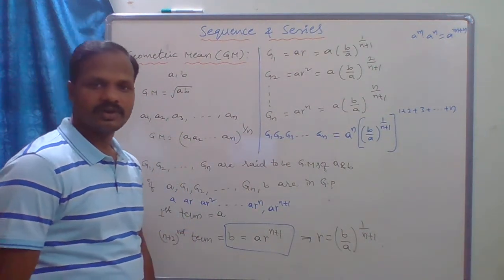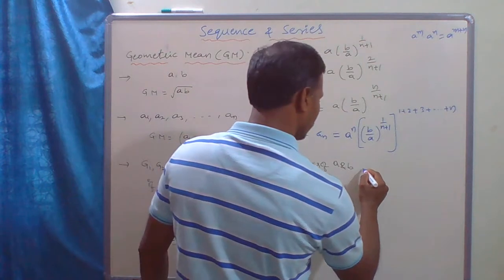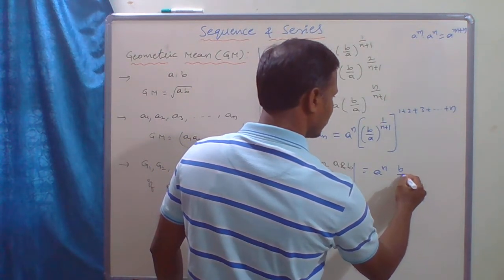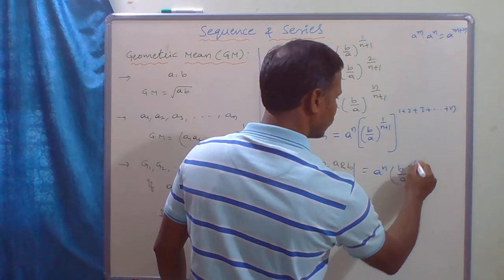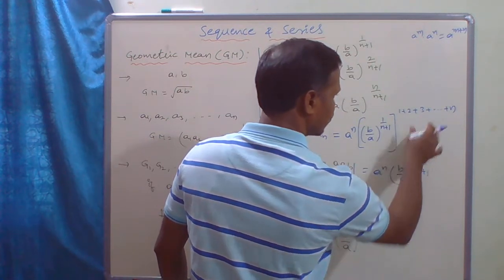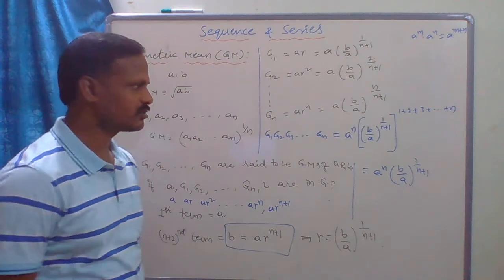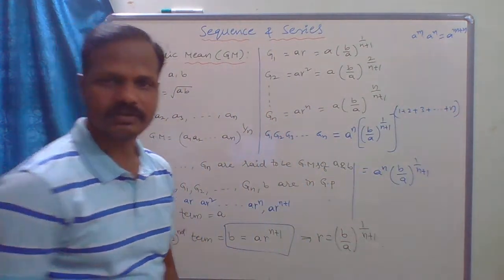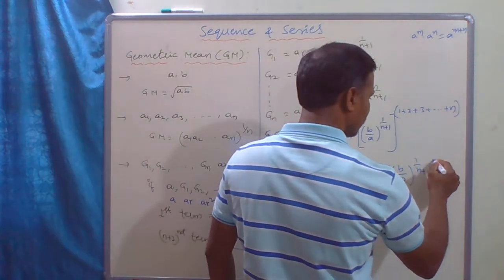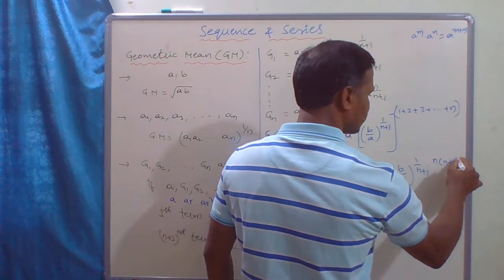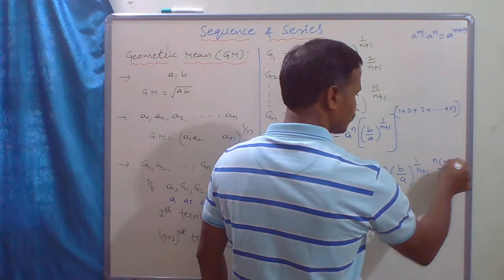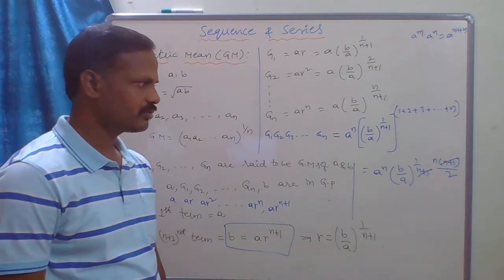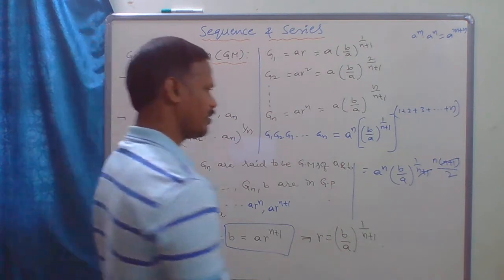Clear? Okay? And now this is equal to A power n into B by A whole power 1 by n plus 1, times the sum of the n natural numbers, which is n into n plus 1 by 2. So n plus 1 will be cancelled. Clear? Okay.